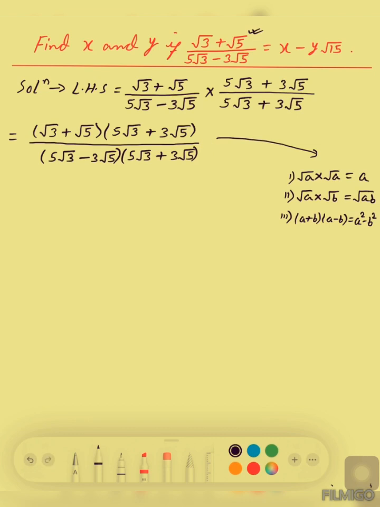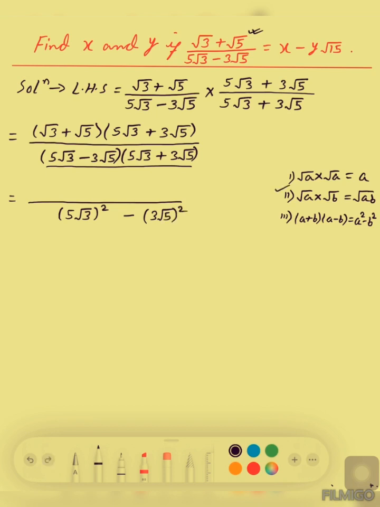Very common formula. Now check in the denominator, 5√3 − 3√5, that is your a minus b. And 5√3 + 3√5 is your a plus b. Now a minus b into a plus b or a plus b into a minus b is the same. So (5√3) whole square is your a square, minus (3√5) whole square is your b square.